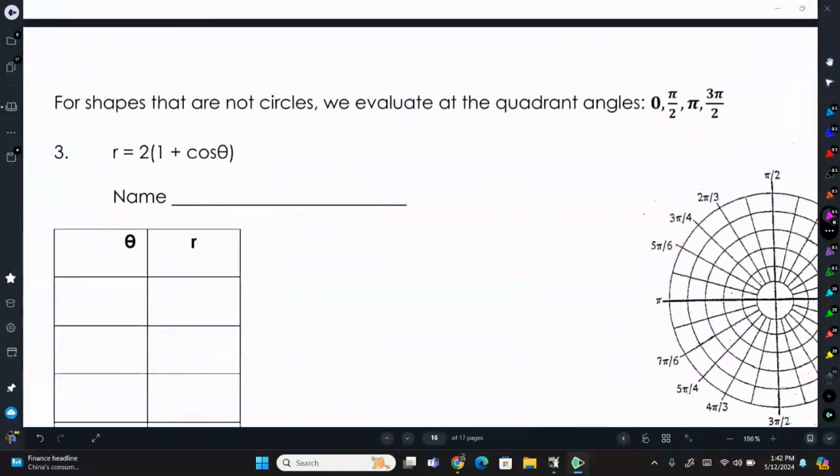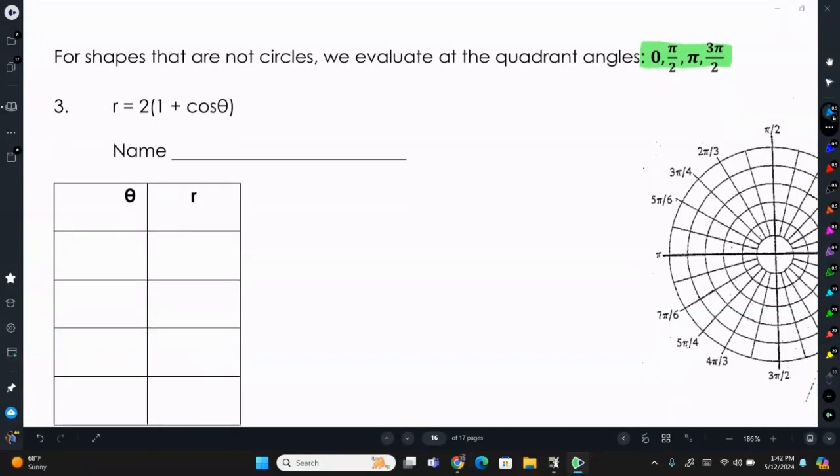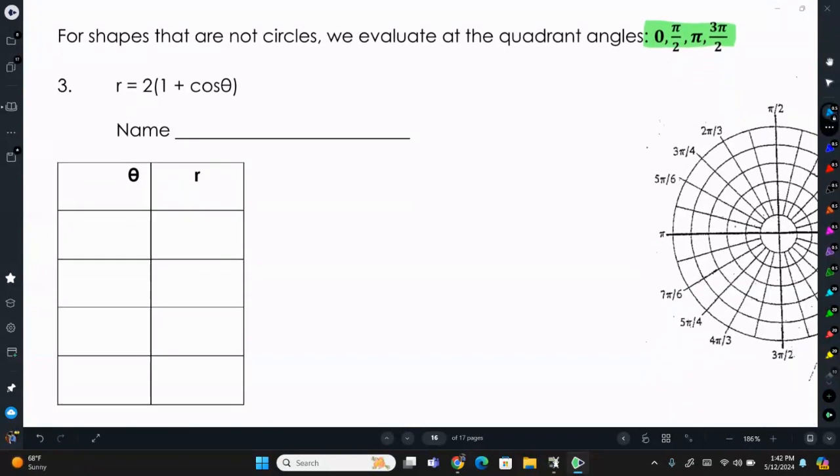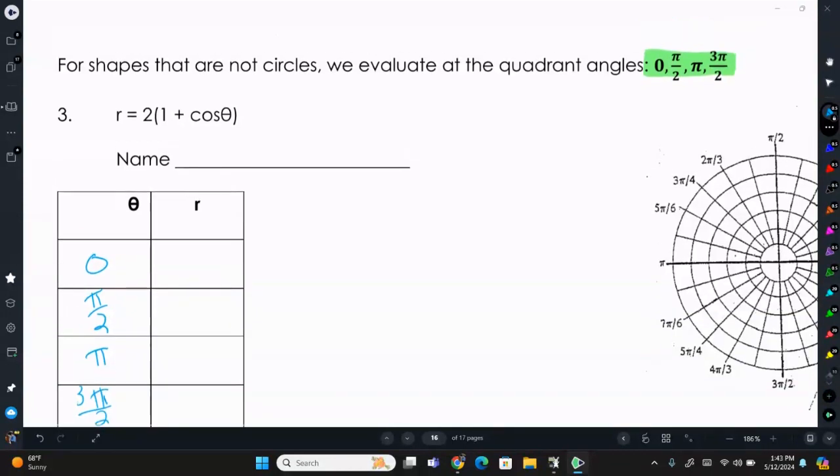For shapes that are not circles, we want to use those theta values. Now if you use those theta values for circles, your graph will not look like a circle using these 4 values. But because we have pluses and minuses going on, then we can use these values. So we can rewrite it like this. Distribute this, and then we would get r equals 2 plus 2 cosine theta.